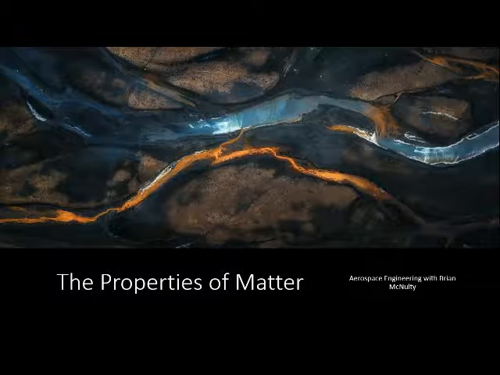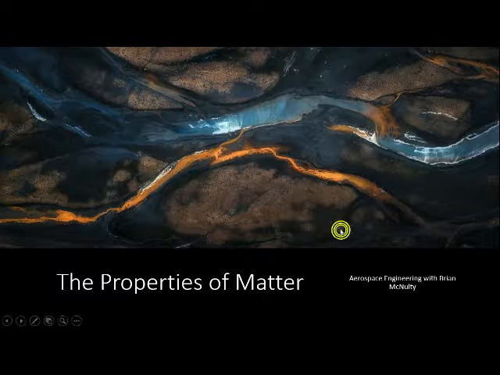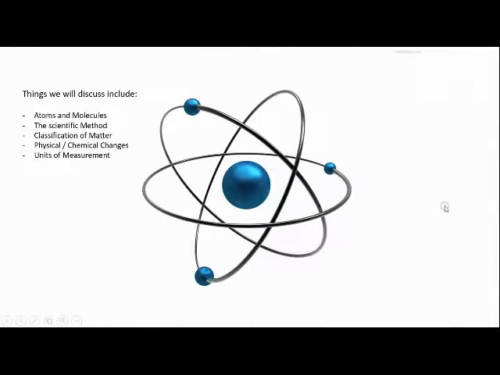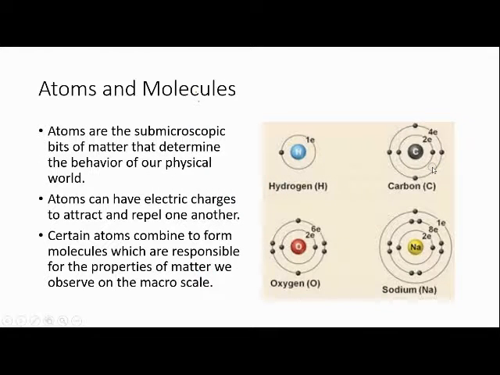Today's episode is going to be about the properties of matter, and this will be an adaptation from an introductory chemistry book. So the things that we will discuss today are going to be atoms and molecules. We'll talk about the scientific method. We'll talk about classifying matter, and we'll talk about what a physical change is versus a chemical change. And we will also look at units of measurement and the different systems that we use to do those.